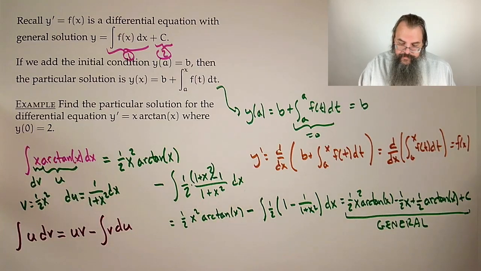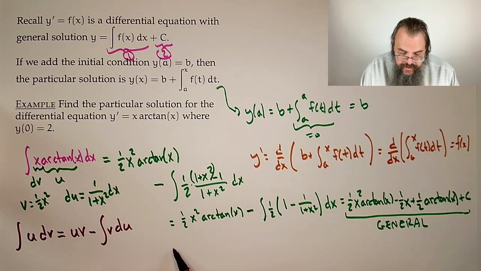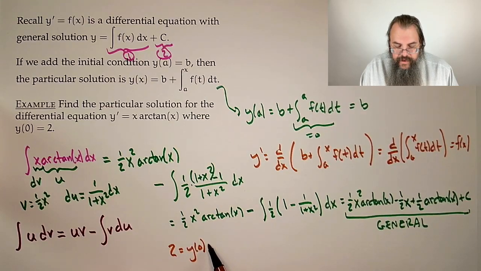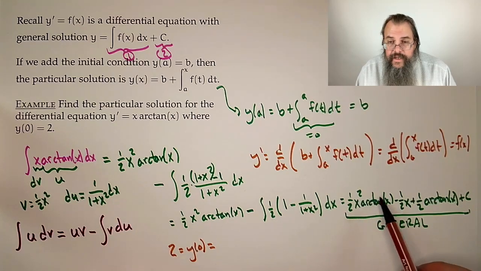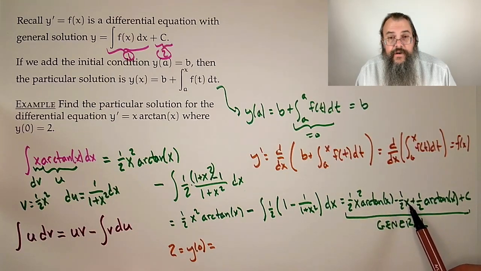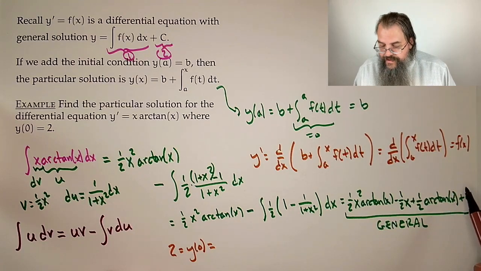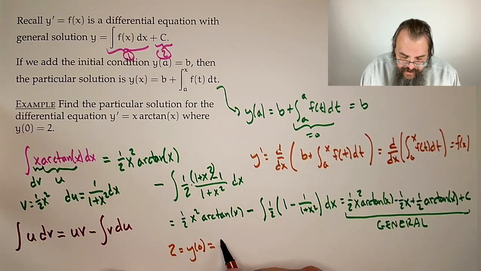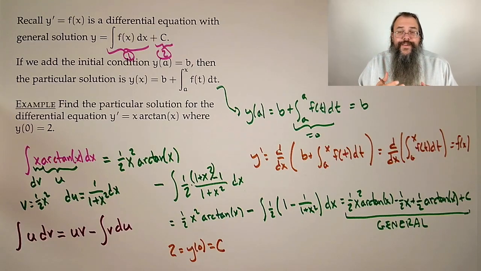All right. So we're almost there. So we're going to now plug in 0. So 2 should equal y of 0. Plug in 0. 0 squared is 0. That's going to knock out the first term. Arctangent of 0 is 0. Wow, that was pretty easy. So when you plug in 0, everything drops out except the constant. And so that tells us our constant should be 2.